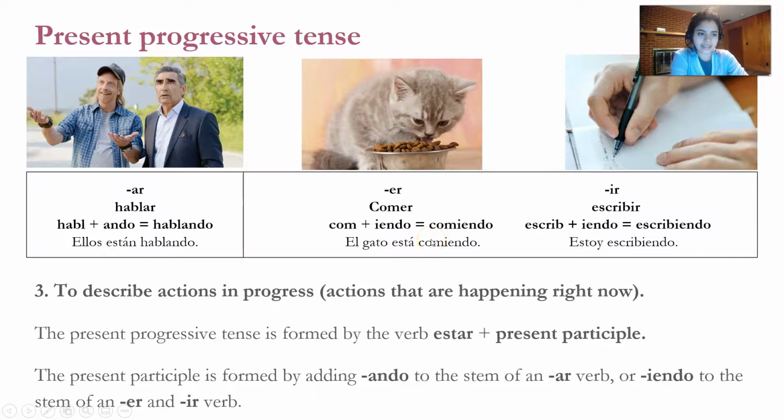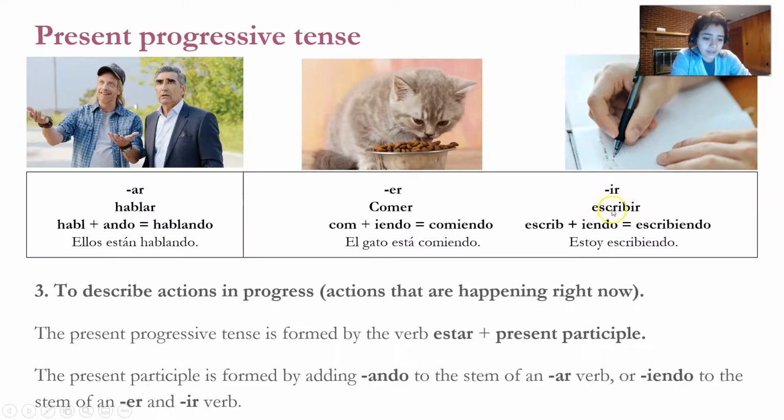That's the present progressive tense. It's used to describe actions that are happening right now. In English, it's far more used than in Spanish. In Spanish, the present progressive tense is only used when you are describing what's happening right now. Exactly right now.